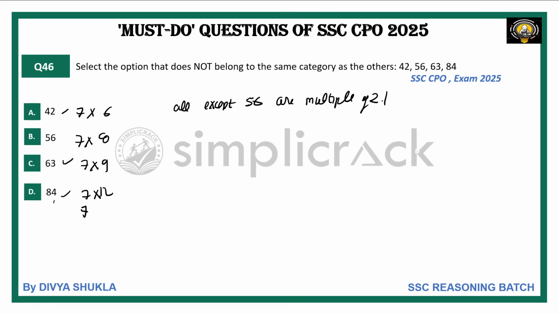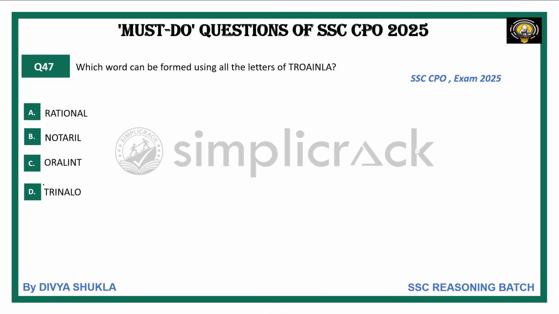I wanted to check if there is any consecutive numbers logic present here, because 7 and 6 are consecutive, 7 and 8 are consecutive, but 7 and 9 and 7 and 12 are not consecutive. That is why consecutive multiplication logic is not applicable here. So option B is the correct answer for this question. Let's see the next one. Which word can be formed using all the letters of TROAINLA? Rational is a word which can be formed. I hope this is clear.